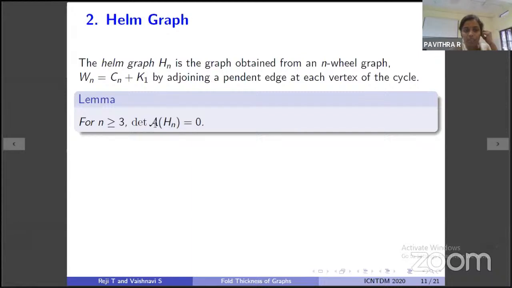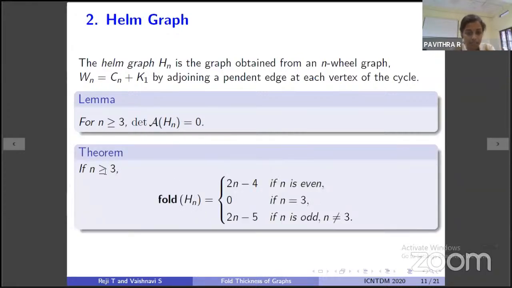Also, we can observe that the determinant of the adjacency matrix of the hem graph is always 0 for n greater than or equal to 3. So we can conclude that hem graphs are all singular graphs. This is the main result for hem graph.